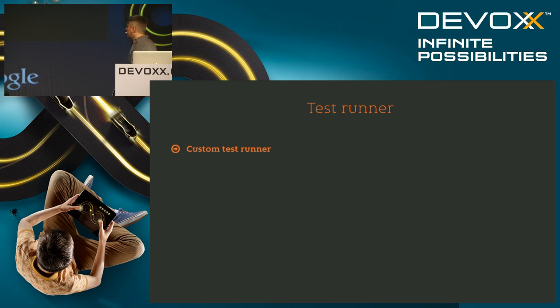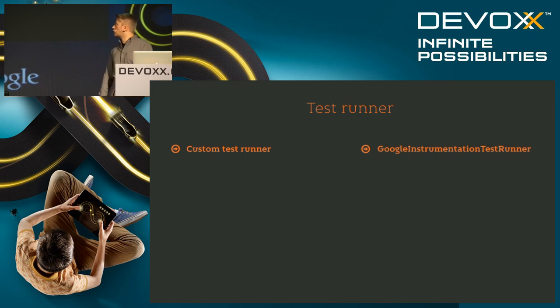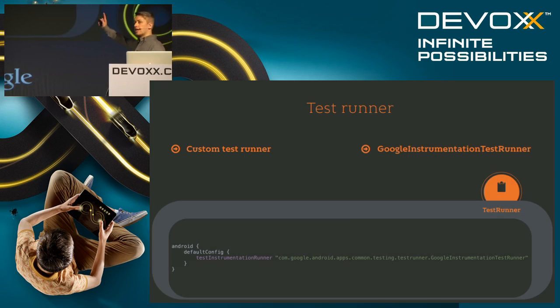Now, one additional thing you need is a custom test runner. Until now, we could just work with the normal instrumentation test runner. When you start working with Espresso, you will need to use the custom test runner. It's called the Google Instrumentation Test Runner. But again, we've already seen that it's very simple to work with a custom test runner. If you use Gradle, you can just include it in your build.gradle file.